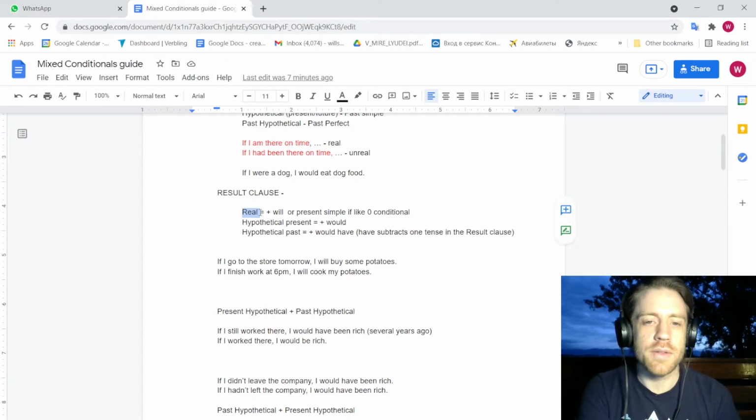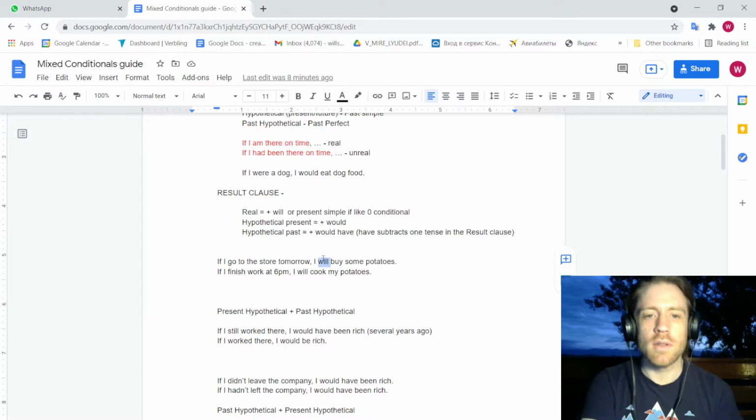And then real, I also think is pretty easy comparatively. So if I go to the store, right, we just talked about the if clause. Here's the result clause. I will buy some potatoes. Yeah, I will buy some potatoes. Real situation. This will happen on the condition that I go to the store. Next, if I finish work at 6 p.m., I will cook my potatoes. Okay, nice. So everything with real seems pretty simple. Basically, we have present simple, and then we're going to add will in the result clause.